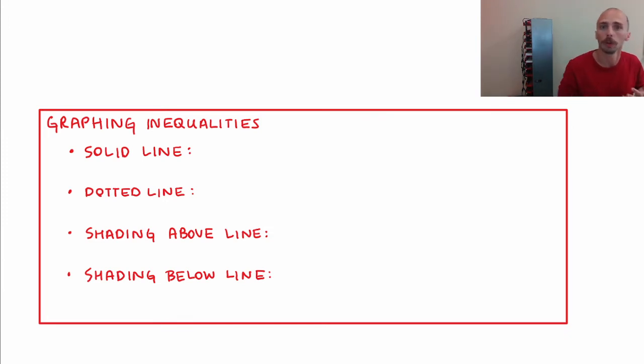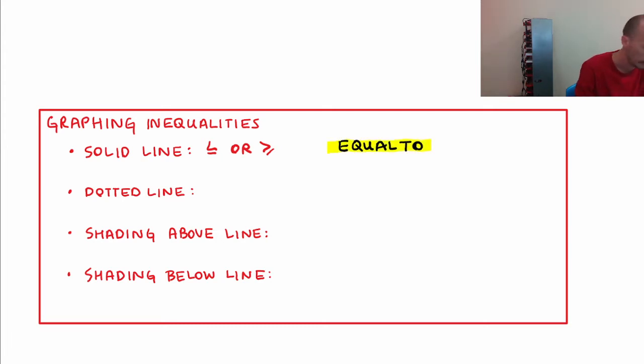So in conclusion, we're going to wrap this all together with the red box, some advice for ourselves: we're going to use a solid line anytime it's a less than or equal to or a greater than or equal to. The reason is that we're interested in the equal to, so we're going to include the line. We're going to use a dotted line anytime our inequality is strict, that's strictly less than, or strictly greater than.